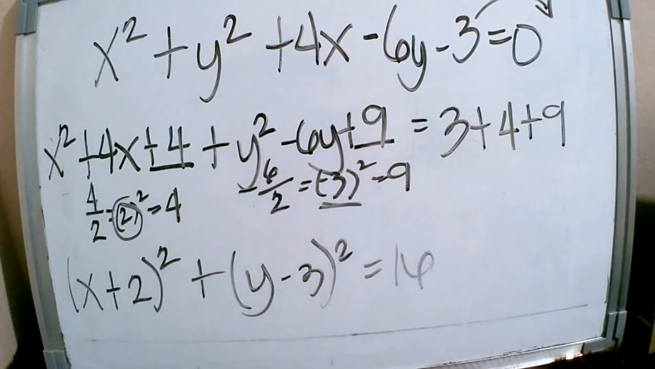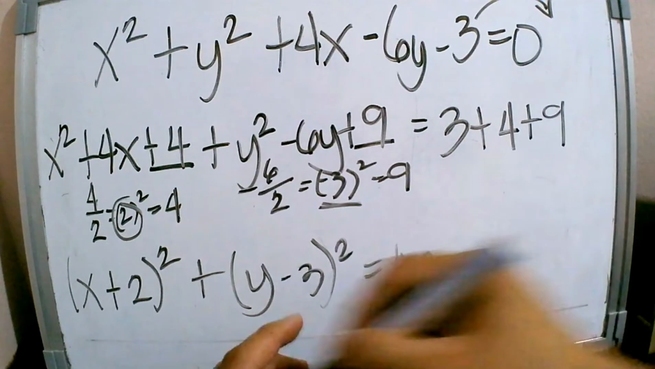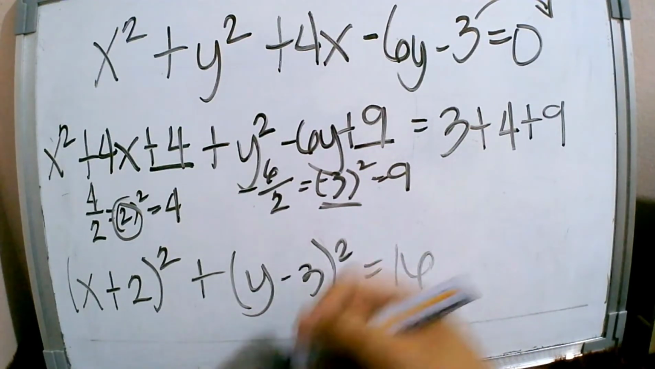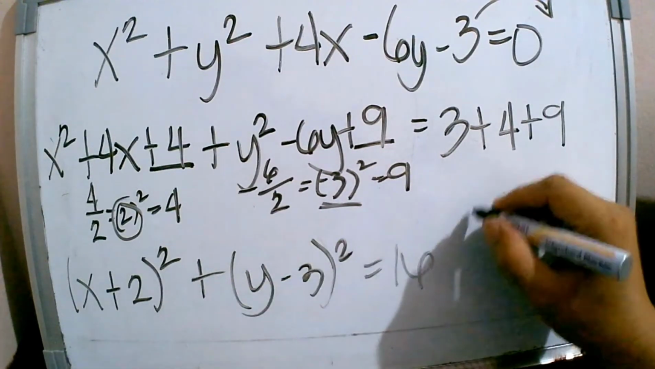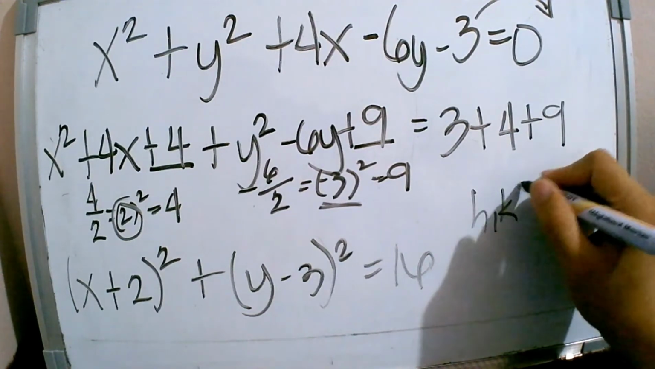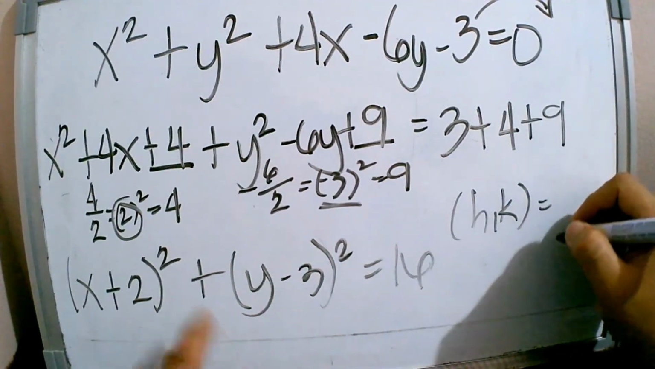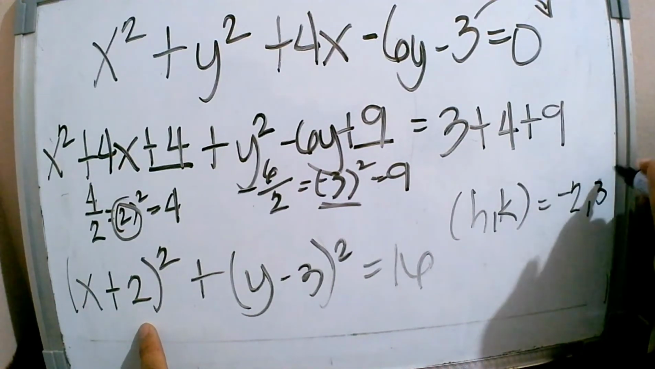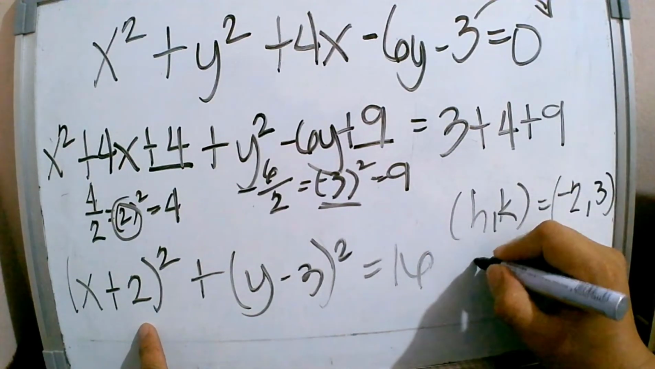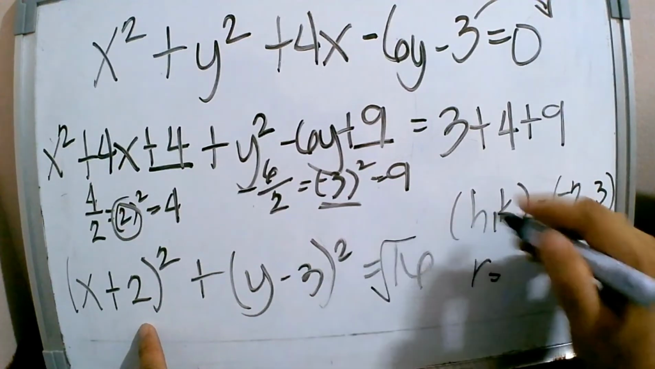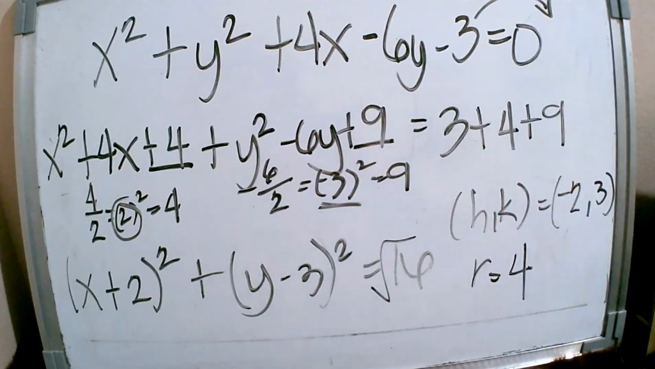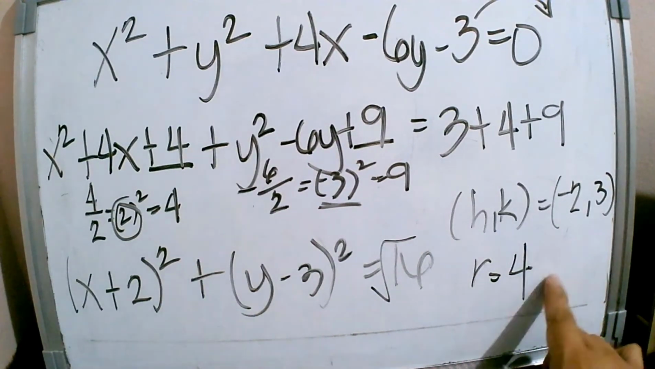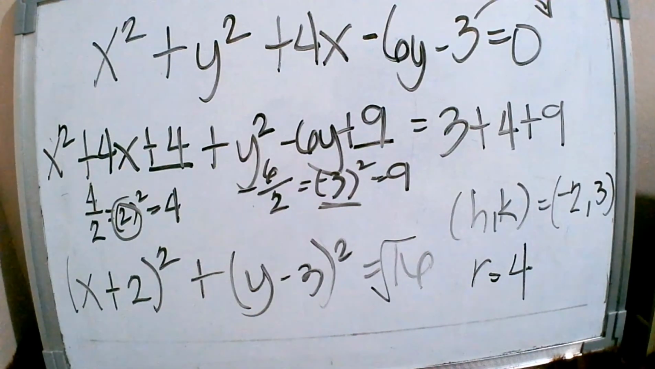Okay, so we already have the standard form of the equation. So h and k is equal to negative 2 and positive 3. Then our radius is square root of 16, which is positive 4. So center is negative 2 and 3, then r, or the radius, is positive 4.